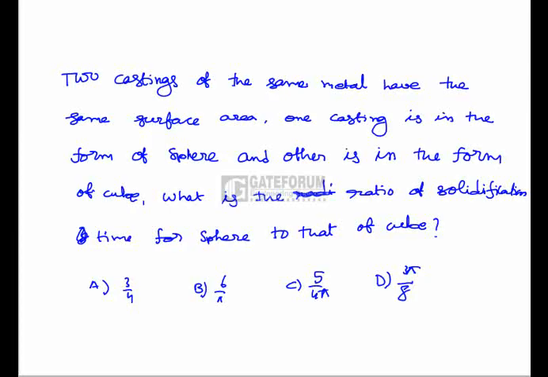Castings of the same metal have the same surface area. One casting is in the form of a sphere and the other is in the form of a cube.